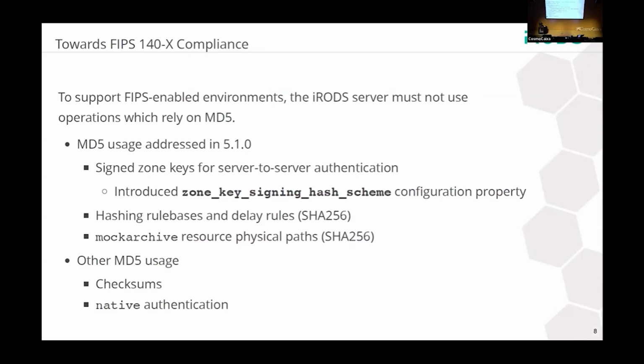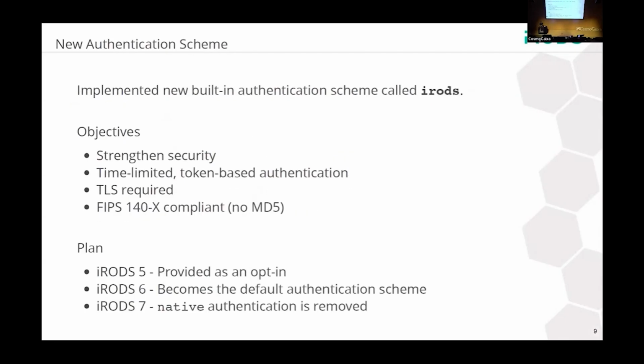We also converted a couple of things that were using MD5 hashing: rule bases, delay rules, and the mock archive resource plugin's physical path generation are now using SHA-256. There are other places where MD5 is used throughout the server, including checksums, but you can just not use MD5. You can just use SHA-256. And we'll talk about native authentication now.